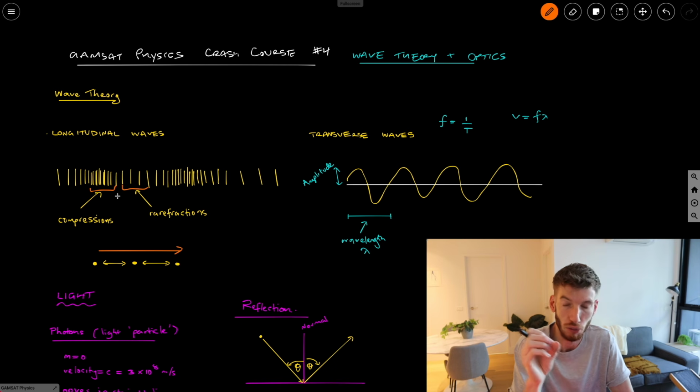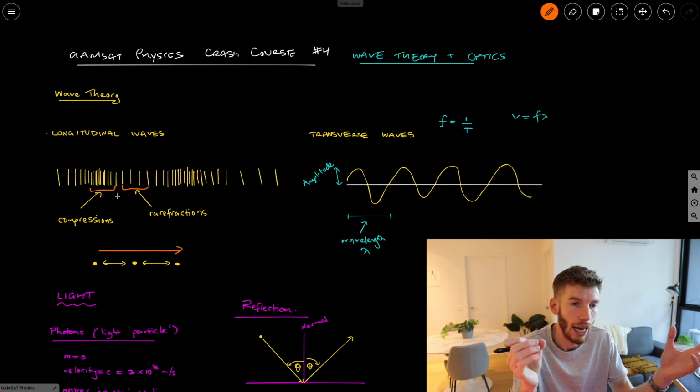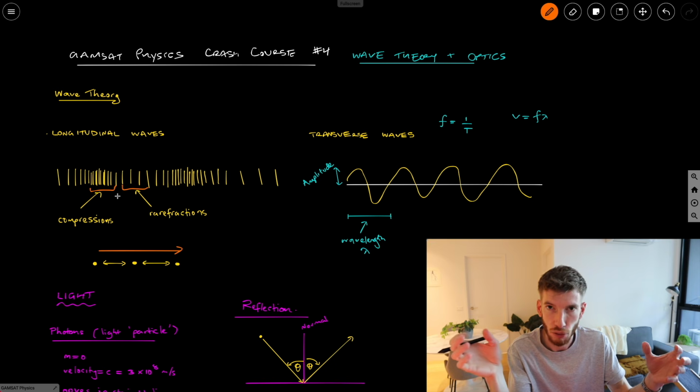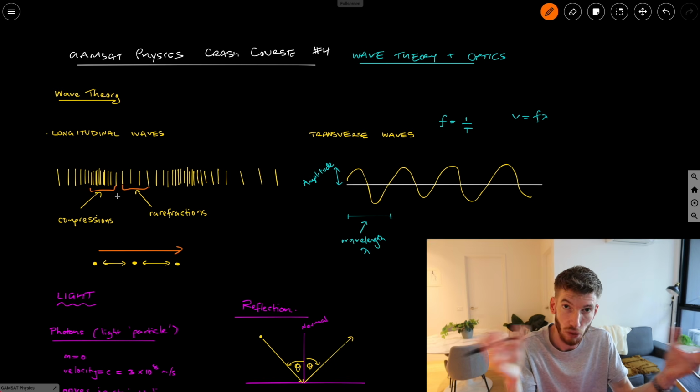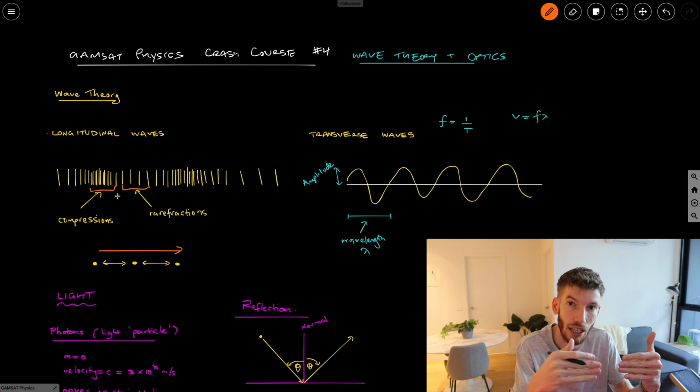When you've got particles moving in a gas or in air, they're obviously able to move at a certain rate, but it takes a little bit longer for them to move through it because they're more spaced out. Whereas if you've got particles bumping into each other in a solid, like a solid steel railroad track, then the particles are much more close together.